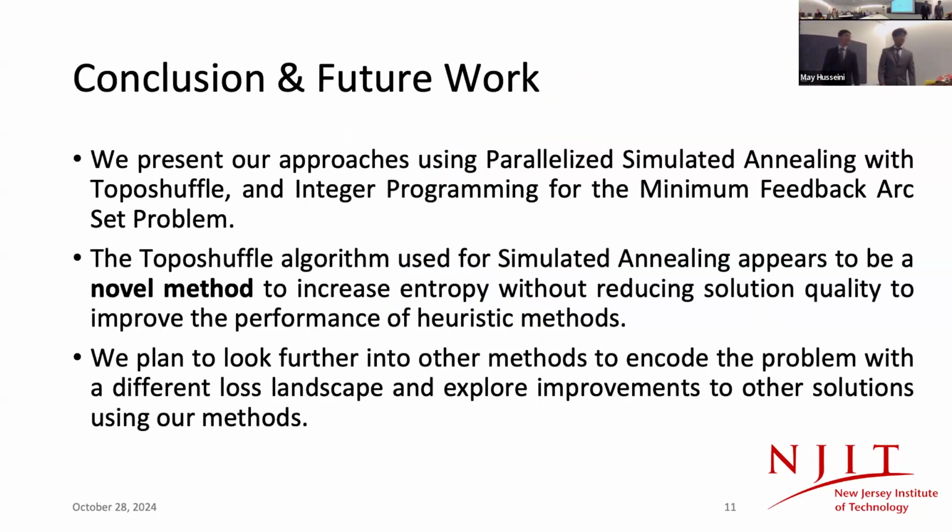Okay, so to conclude, we presented our two approaches, parallel annealing with topological shuffling and integer programming, to approach this problem. The topological shuffle algorithm increases the entropy force within annealing, and that makes it go a lot faster. We also plan to look into more methods, like alternate encodings of the problem, because as we observed with IP, with simulated annealing, and even with Justin's method, if you use multiple methods that have different local loss landscapes, you can get really fast improvements. That's pretty interesting, and we hope to explore that further. Thank you. That's pretty much it.